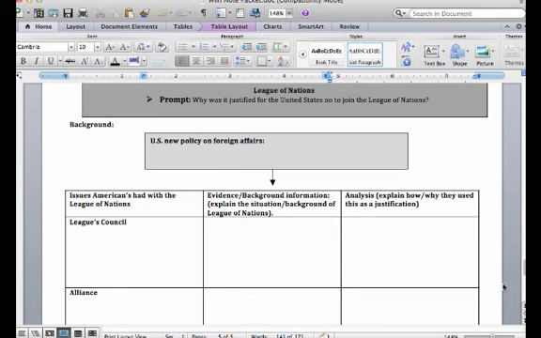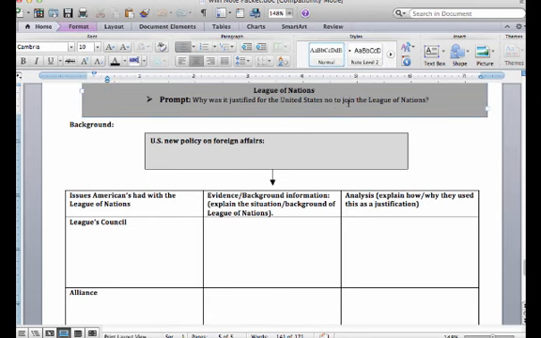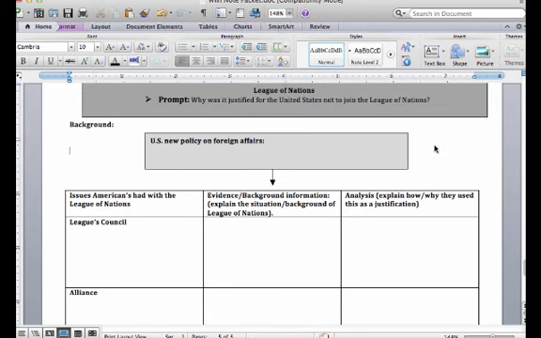All right, so why was it justified for the United States, and that should say not to join the League of Nations? Let me fix that while we're here. Okay, so the League of Nations, President Wilson, that was his baby. He loved the League of Nations. But we did not, as the United States, join the League of Nations.